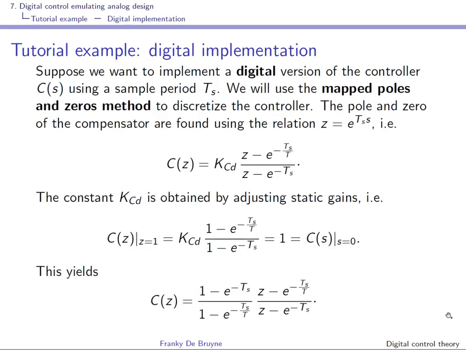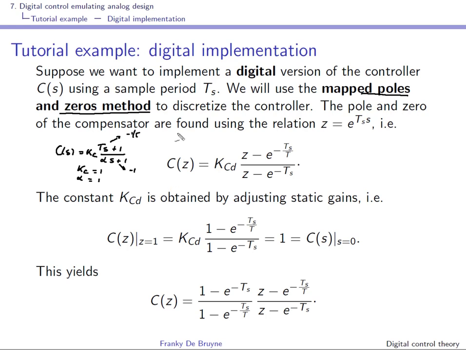What we now want to do is to emulate our analog design and in such a way obtain a digital controller. So we'll start from the controller that we had obtained, which is (Ts+1)/(alpha s+1) times Kc, and here Kc is equal to 1 and alpha is equal to 1. So we'll use the mapped poles and zeros method. In the numerator here we have a zero at minus 1 over T, and since alpha is equal to 1, here we have a pole at minus 1.